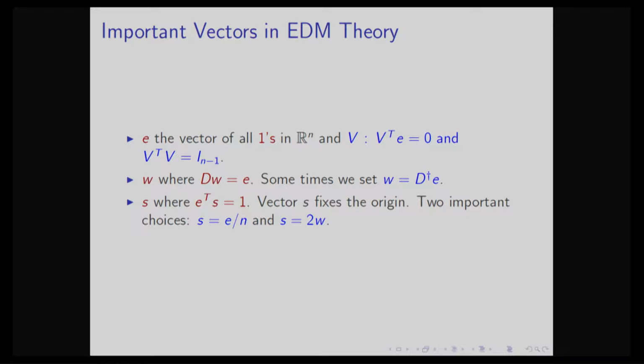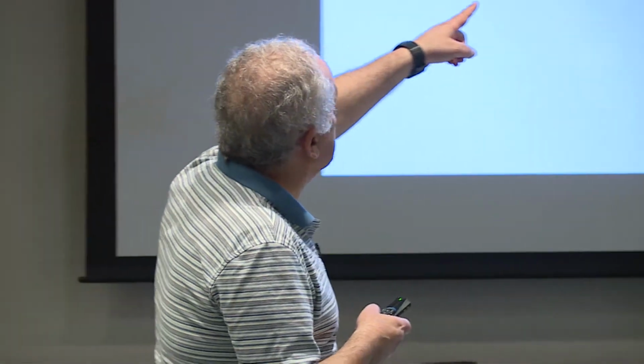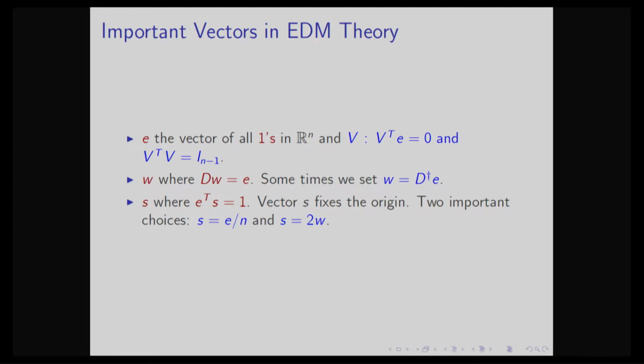Yes? So D is any matrix satisfying DW equals E? No, D is an EDM. This is the distance matrix? Yes, always D is an EDM. So why is E in the range of D for an EDM? I'm going to show that. Why do we get n minus 1? Because this matrix V is n by n minus 1. Because it's perpendicular to E, it's a basis for the complement of E, which has dimension n minus 1. Okay, so those are going to be very important. These are vectors which naturally arise in this theory.